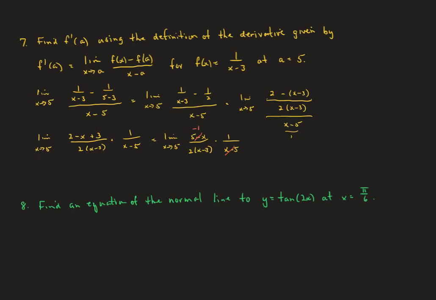So if you remember, 5 minus x and x minus 5 will cancel, but leave a negative 1. And so now when we take that limit as x approaches 5, we're going to get negative 1 on top. We'll get 2 times 5 minus 3 on the bottom. So that's going to be negative 1 over 2 times 2 is 4, and that is our limit.